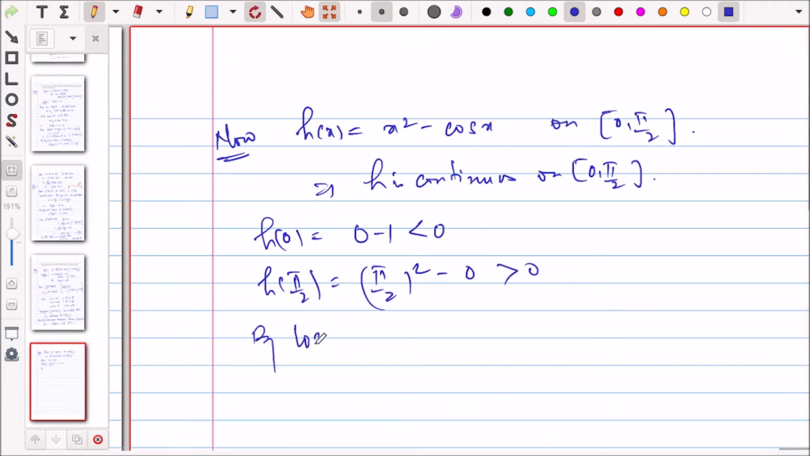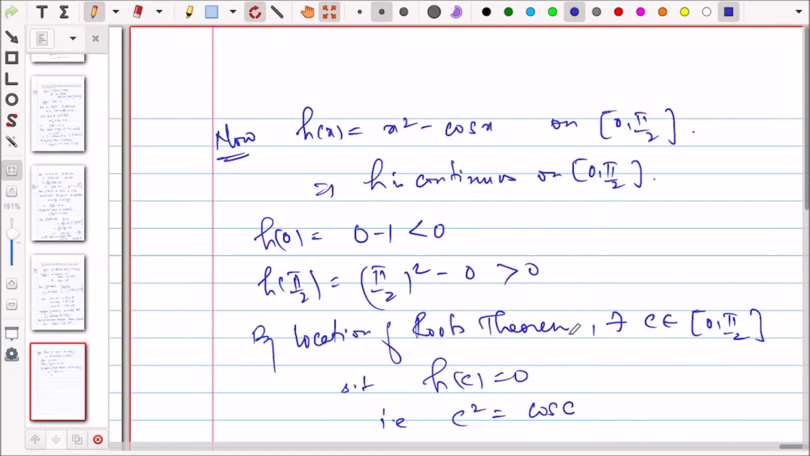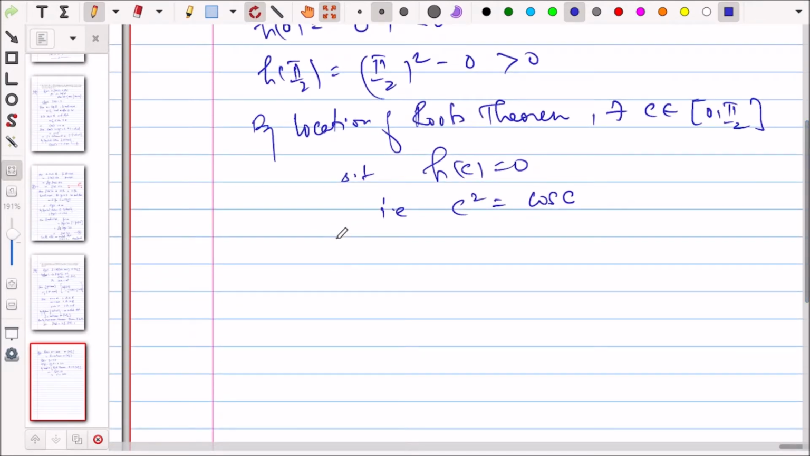So by the location of roots theorem, there exists c belonging to 0 to pi by 2 such that h of c is equal to 0, that is, c square is equal to cos c. So we have proved that there exists such a point in the interval 0 to pi by 2 at which these two are equal. Now we have to show that this c is nothing but this x naught. So the claim is c is equal to x naught. That we have to show.